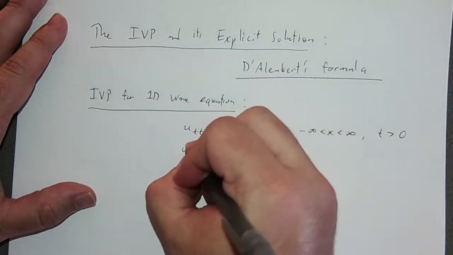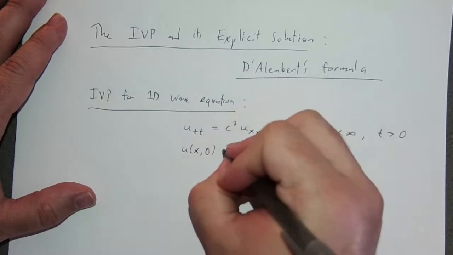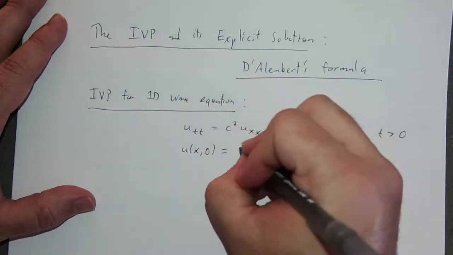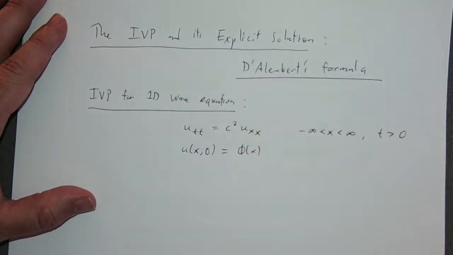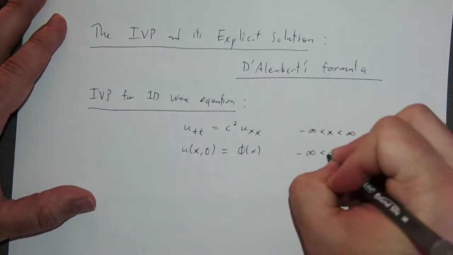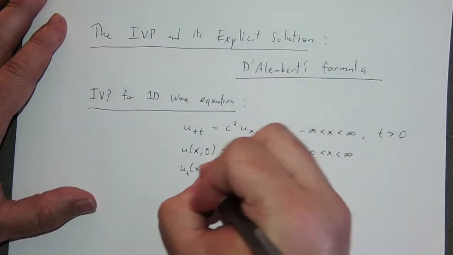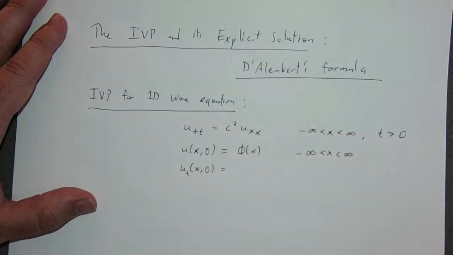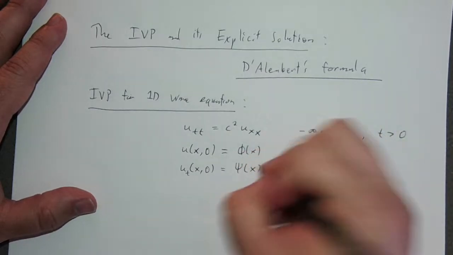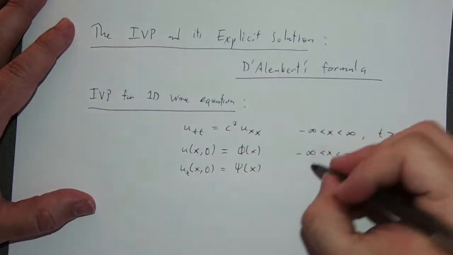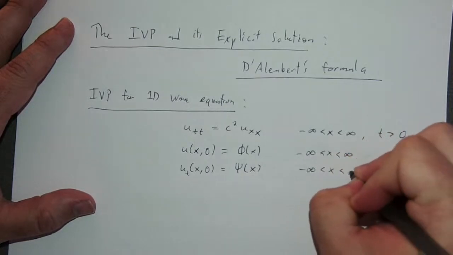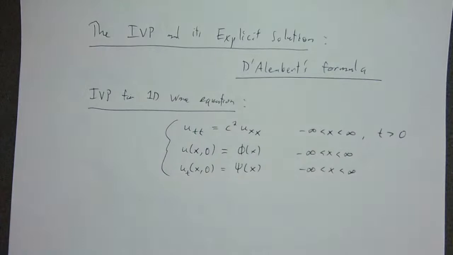And then I have initial data. I have initial displacement given to me by a function phi of x, where x again is a real number. So this is ranging over the reals. And u sub t of x, 0, this initial velocity function, is given to me as c of x. So these two conditions taken together with the PDE form my IVP for the wave equation. Okay.